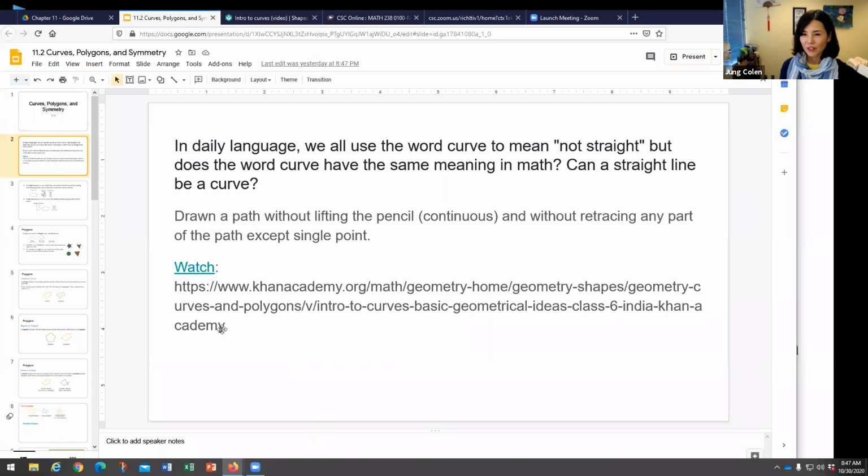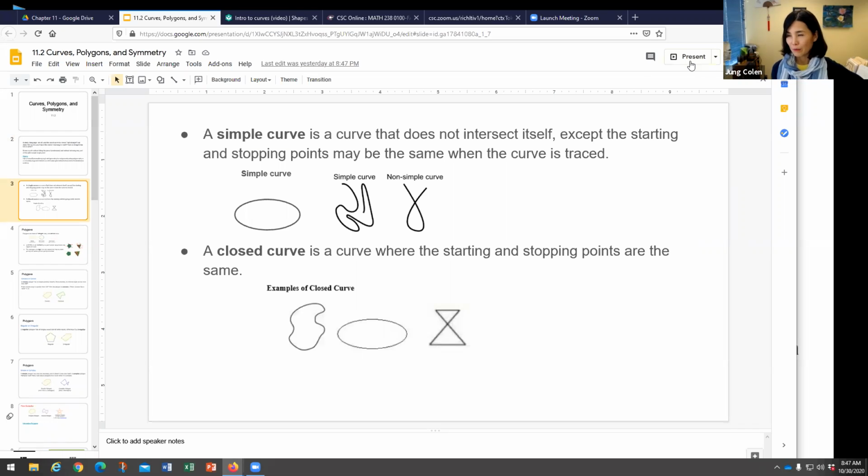Well, we can think about any point on that line. Of course, it is a curve because he didn't lift his pencil up, continuously going on and on. So it is a curve. And whenever you pick any point on it, there are 2 lines that connect to that point, right? So it is a simple curve. So we got the idea about what is a simple curve and what is not a simple curve.